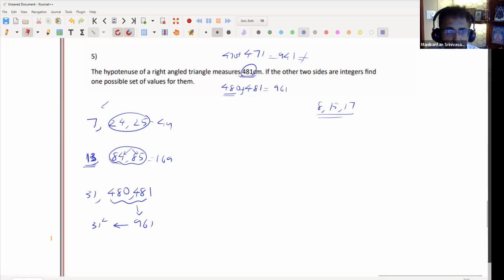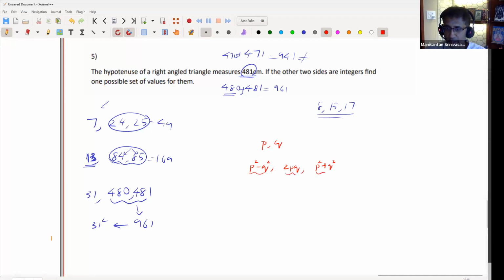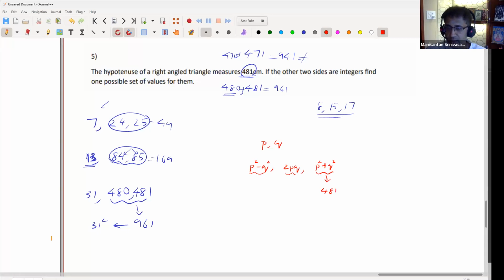That is a more general way of generating a triplet. I can take any two numbers P and Q, and I can look at three numbers: P square minus Q square, 2PQ, and P square plus Q square. So that will be a triplet. In this case, we know P square plus Q square is 481, right? If you are able to guess two squares which add up to 481, you're good.